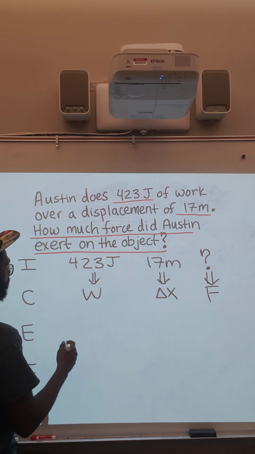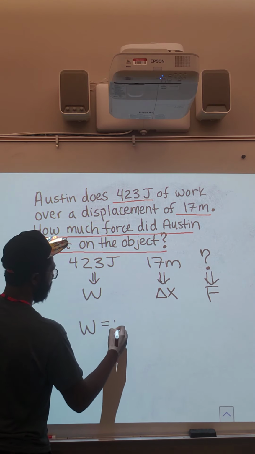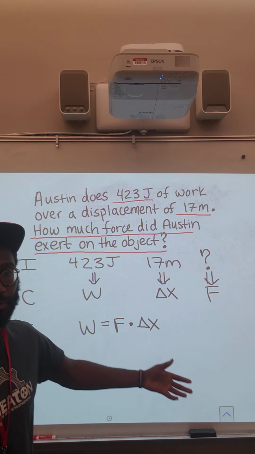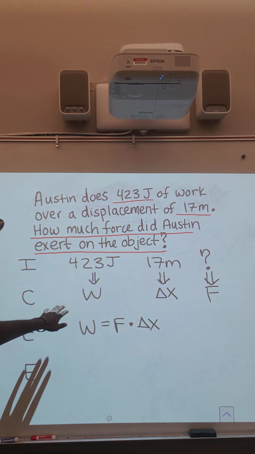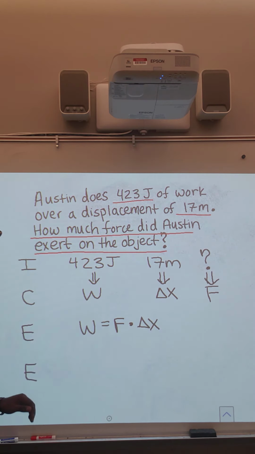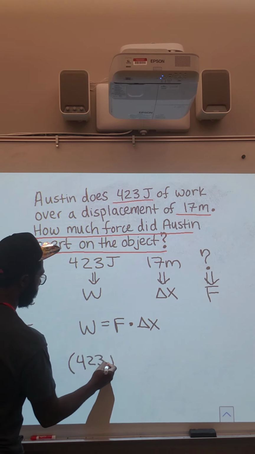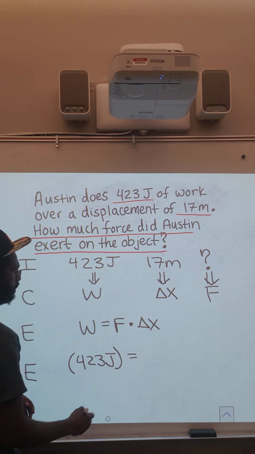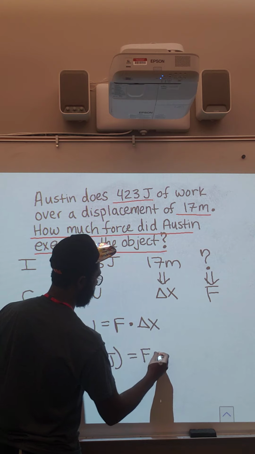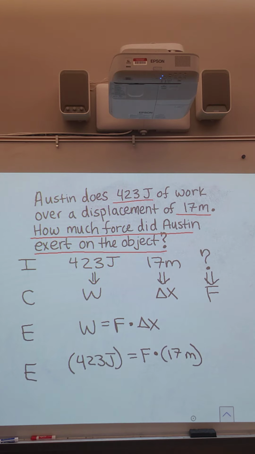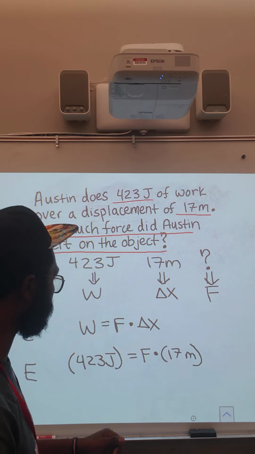So the equation for work is actually W equals F times delta X. So work equals force times displacement, all right? That equation has all of these variables in it, and so it works out great. All right, so we're going to go ahead and plug in our measurements into the work equation and begin to solve it. So work is 423 joules. All right, that equals force times our displacement, which is 17 meters. Okay, great. Now we've plugged in our measurements, and we can go ahead and begin to solve this problem.